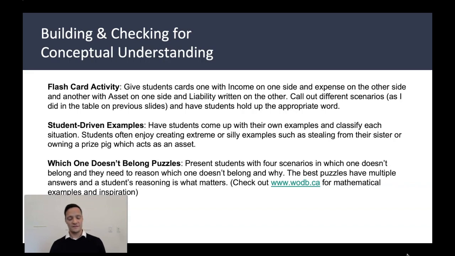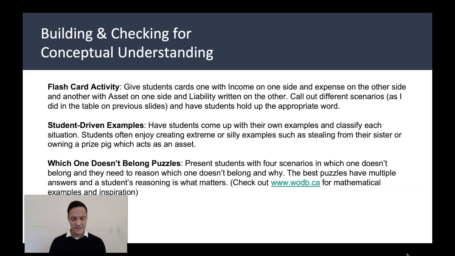So I like to give students 2 index cards. On one side you write asset and liability, or A and L. And then on the other index card you write I on one side for income and E for expense on the other side. You give students these 2 cards and you call out scenarios similar to the scenarios that we were going over in the grid. And then you let students hold up what they think.